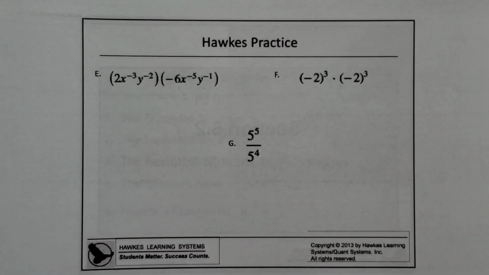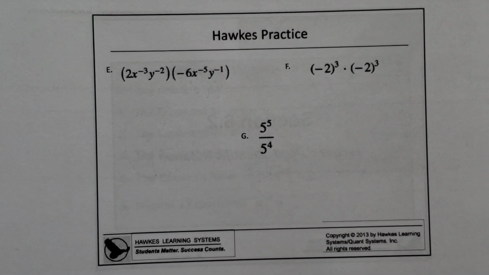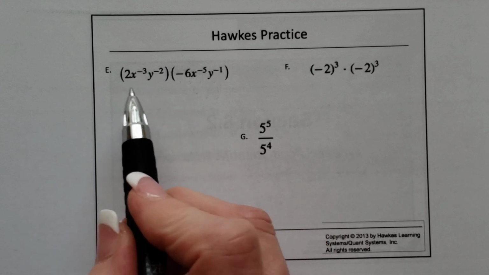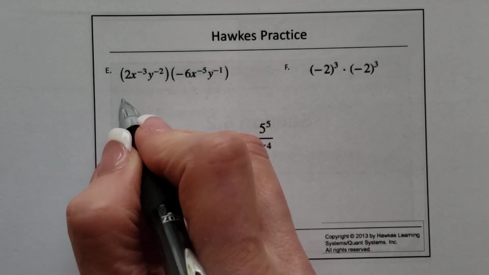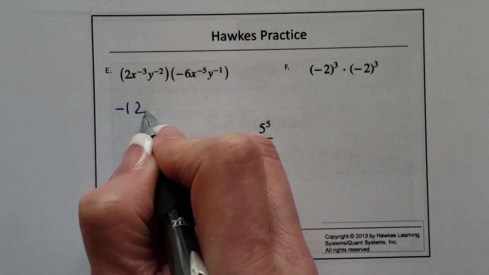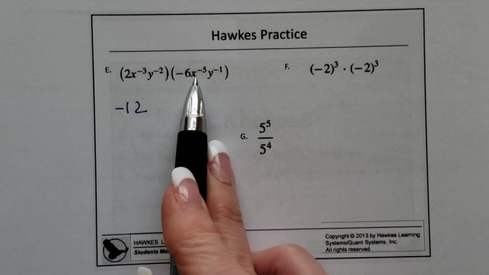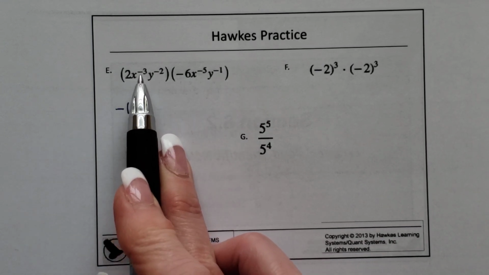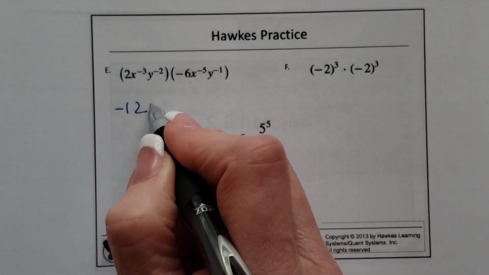All right, this is still practice problems for Hawks. On this particular problem, this is a multiplication problem. So I'm going to multiply my two coefficients. So 2 times negative 6 is negative 12. I'm going to multiply two numbers that have the same base, the x's, which means I'm going to add their exponents. So negative 3 plus negative 5 is negative 8.